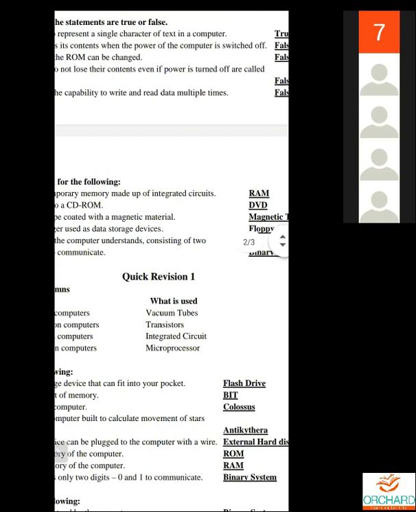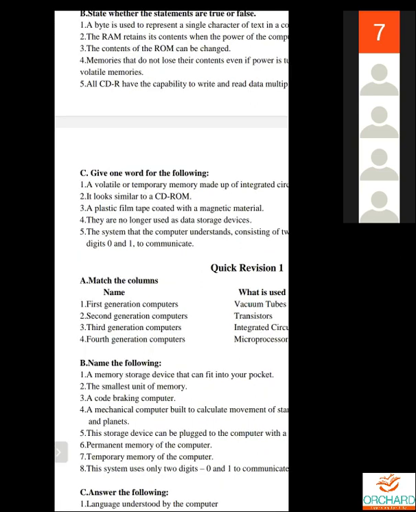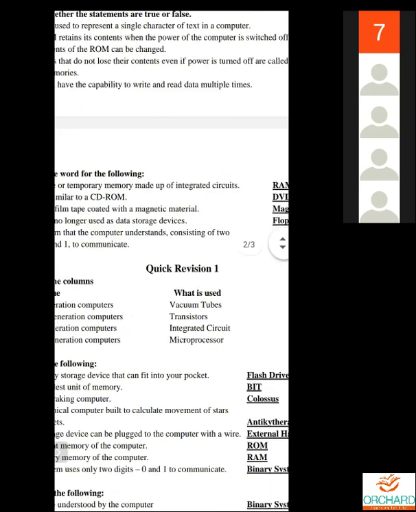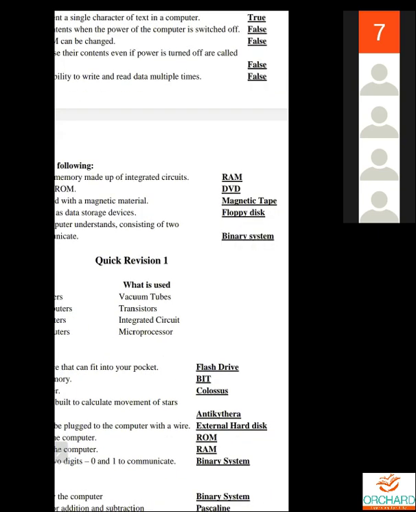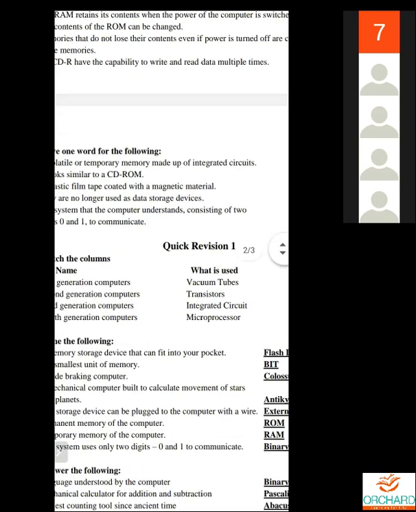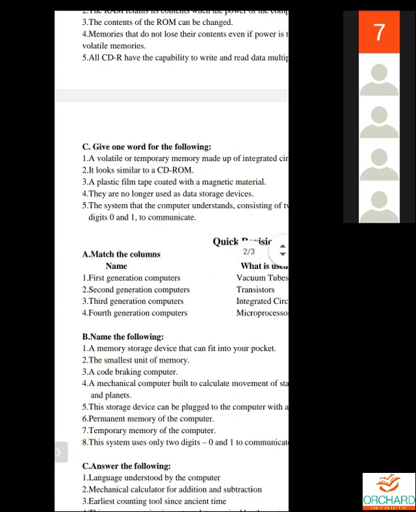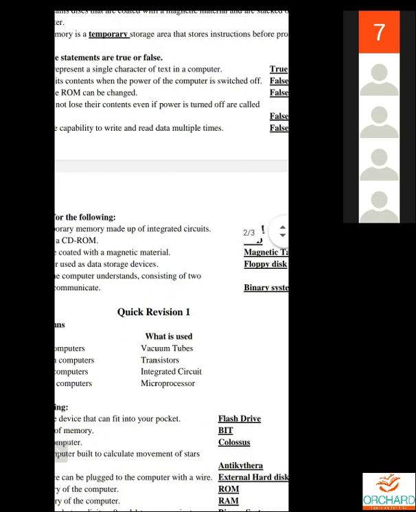Fourth one, they are no longer used as data storage devices. That is your floppy disk. So the floppy disks are no longer used as data storage devices. Why? It is because of its capacity. Because of its capacity, it is no longer used. Floppy disk.